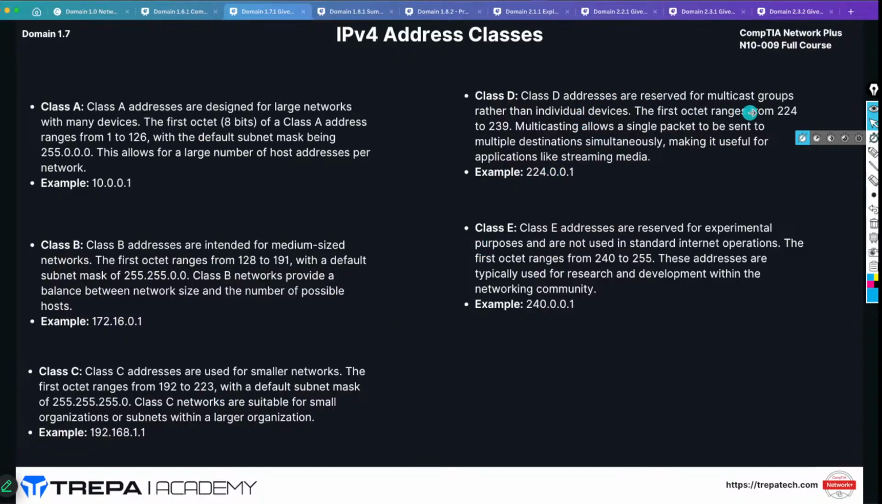Class D, that first octet will be 224 to 239. And this is actually a special class that is only designated for multicast addressing. So if you're sending a multicast stream, you work for Netflix and you're streaming, and your streaming server has a multicast address, it will be 224 to 239, the first octet. And then we have class E, which is reserved for experimental purposes and is not used in the standard internet options. That first octet will be 240 to 255.